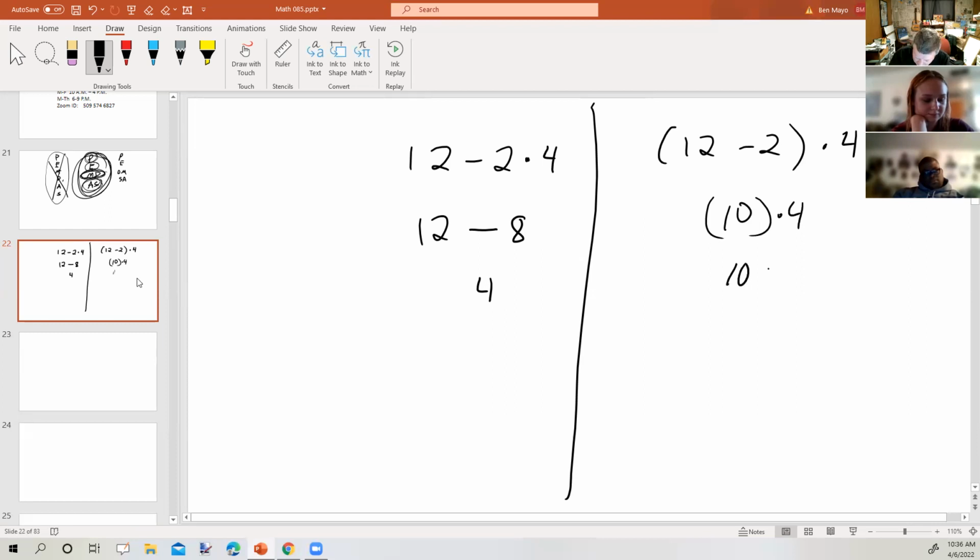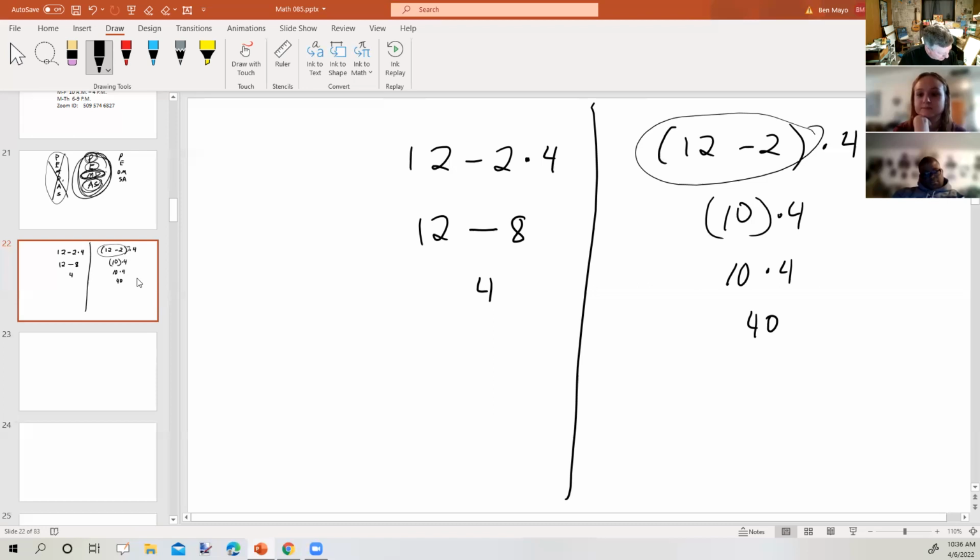Then we've got 10 times 4, multiplication is 40. So we started with the same numbers, but because of that grouping symbol's location, it completely changes the outcome. Order of operation is not whatever looks good or from left to right. It's a very specific order that you have to do things, okay? Any question about these two examples?